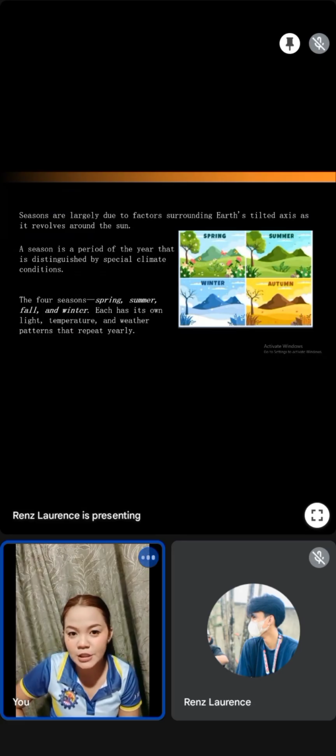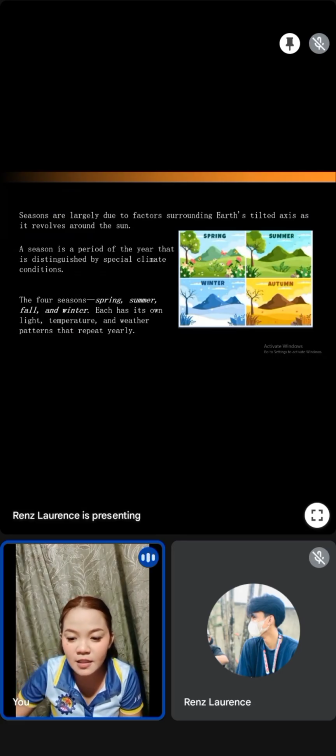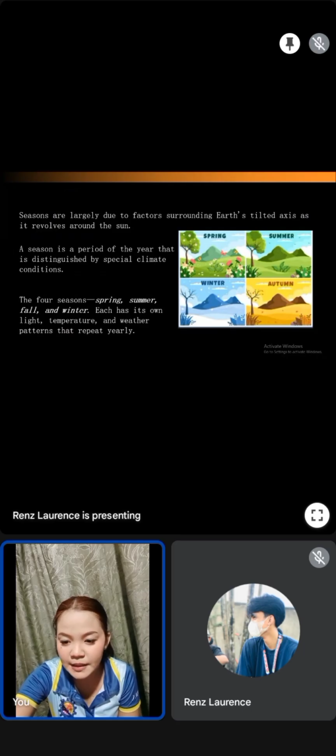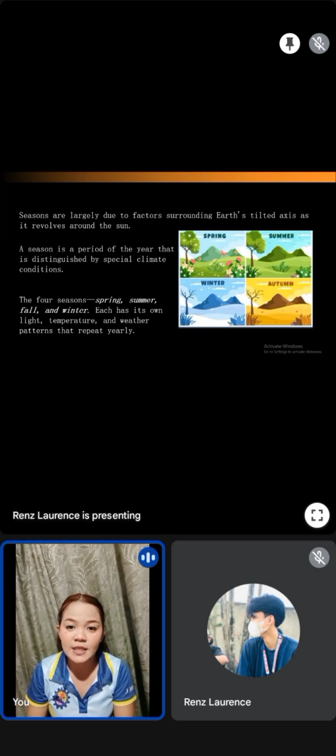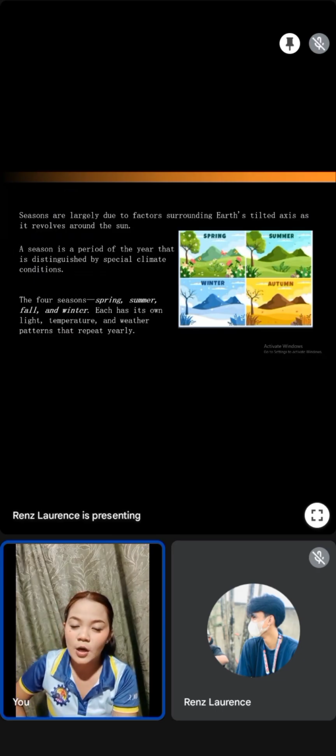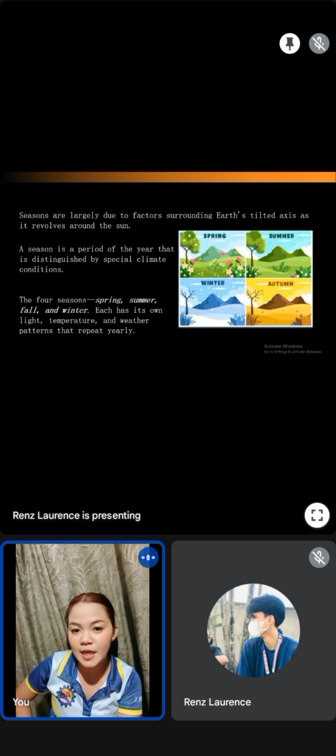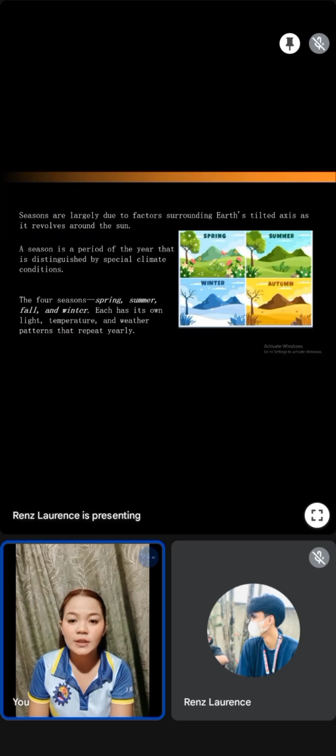So, mo to siya ang summer and ting uwan, the wet seasons. But why do seasons happen? Again, why do seasons happen? A season is a period of the year that is distinguished by special climate conditions. So again, the 4 seasons are the spring, summer, fall, and winter. Each has its own light, temperature, and weather patterns that repeat yearly.